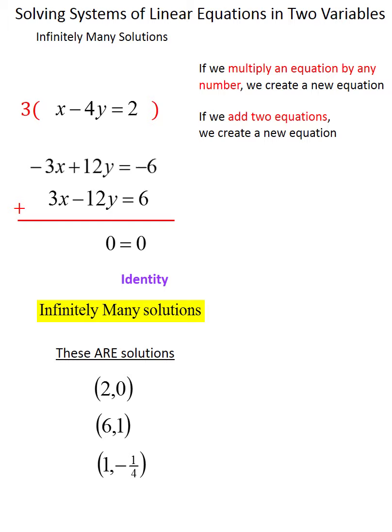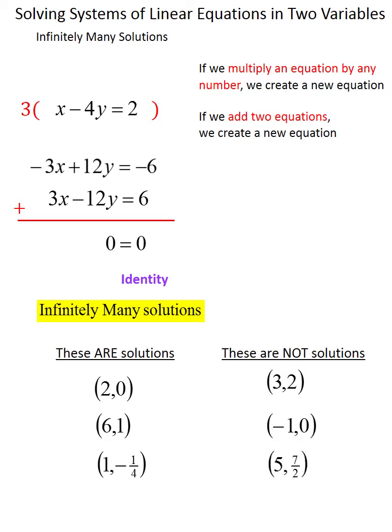And again, these seem kind of arbitrary, and most mathematics courses won't have you list any of these. I'm simply pointing out that as far as the original problem goes, I could find a never-ending list of solutions if I wanted to. But by the way, infinitely many solutions doesn't mean any random numbers you make up will work for the original system. For example, 3, 2, -1, 0, and 5, 7 halves are just randomly chosen ordered pairs that are not solutions, and there's an infinite number of ordered pairs that don't work either.